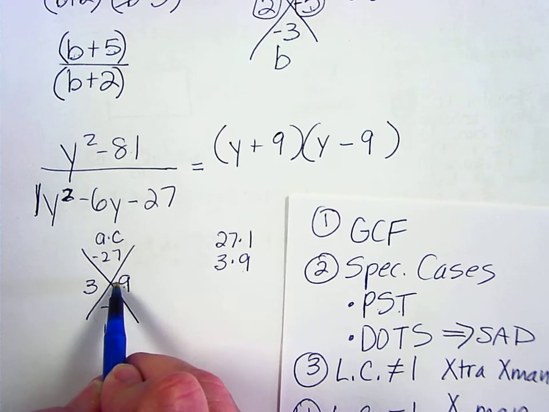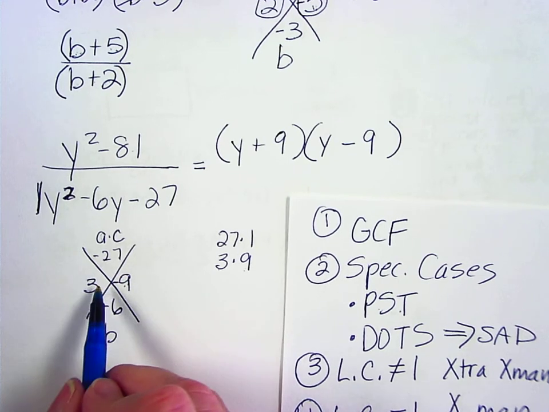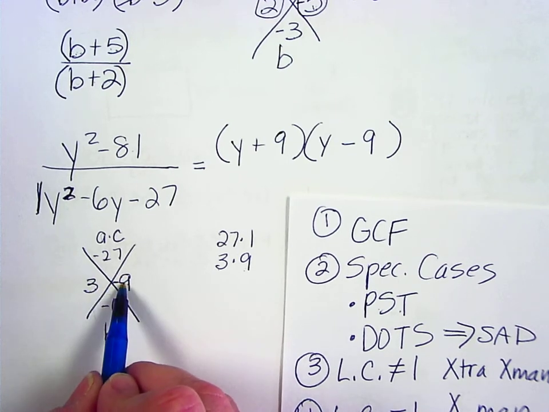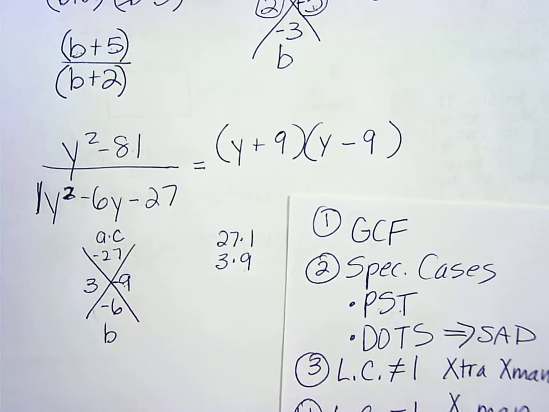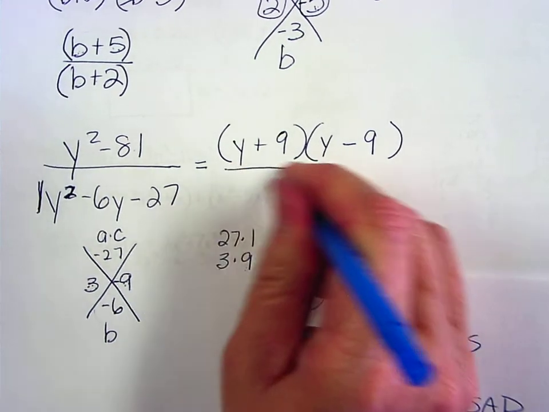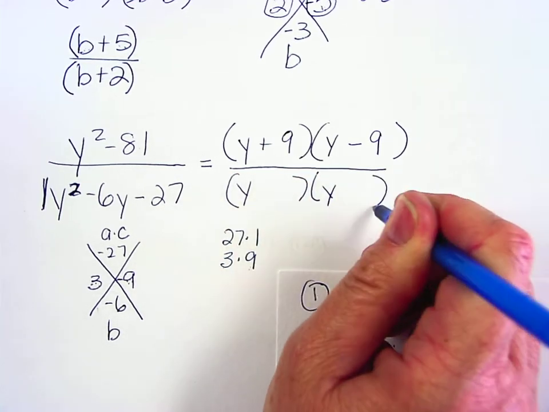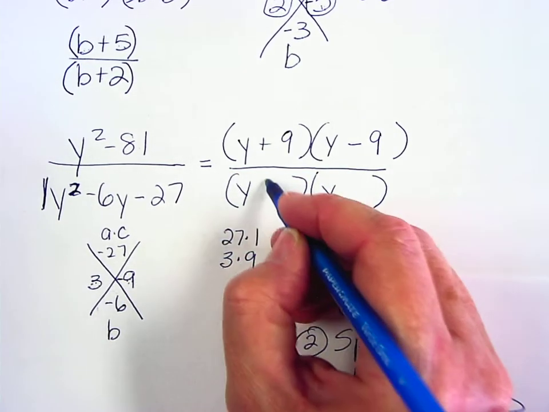If one of these is going to be negative, well, I'm going to need extra negatives left over, so let's make our bigger number negative. 3 times negative 9 is negative 27, and if I combine 3 positives and 9 negatives, I'm going to have 6 negatives left over. So these are the numbers I'm going to use in my two binomials. So I have a y, and I'm going to have a positive 3 and a negative 9.